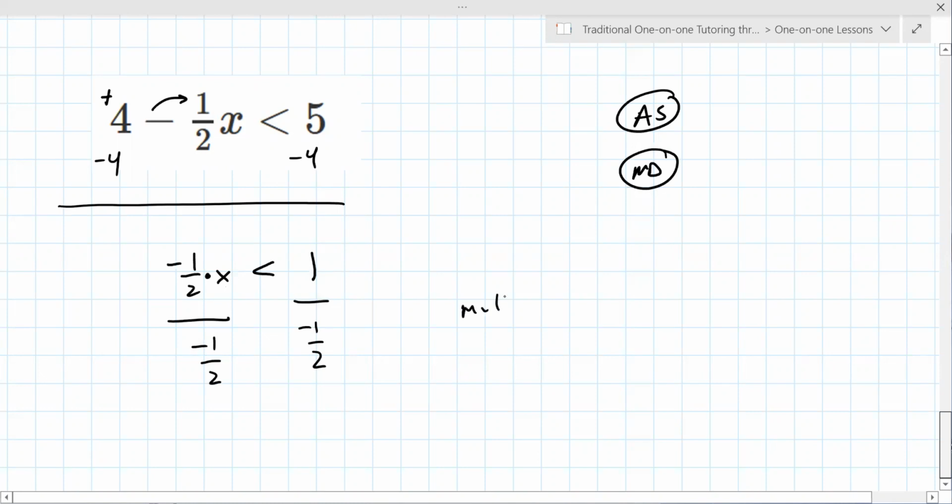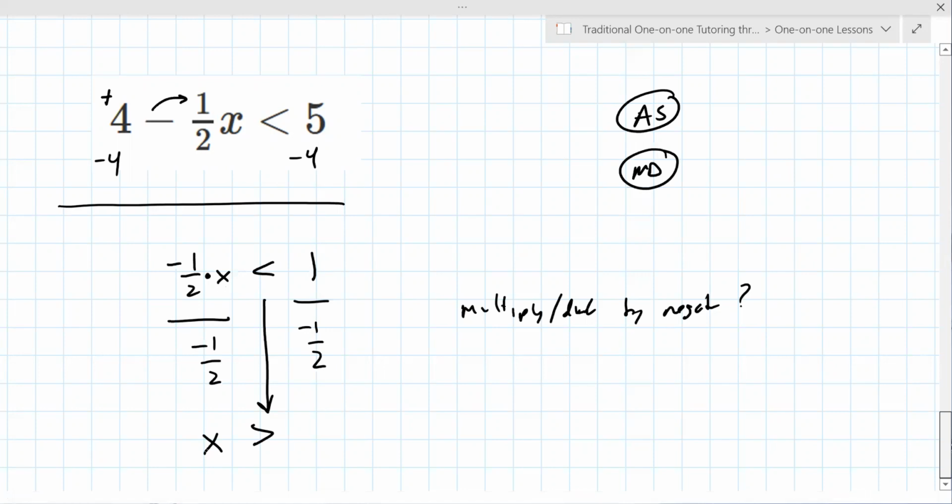Did we multiply or divide by a negative here? Yes. So whenever you do that, you have to flip the inequality, and you want to do that immediately. You don't want to wait to do that because you'll forget. And it's really important that you do that because it completely changes the answer.